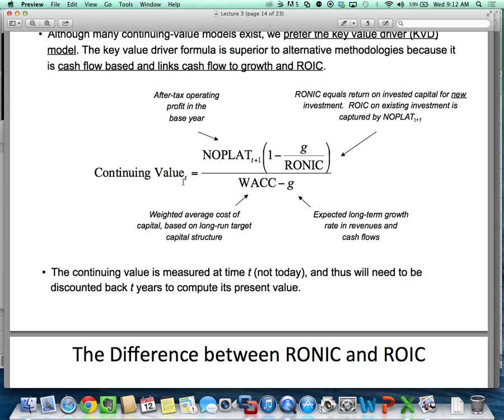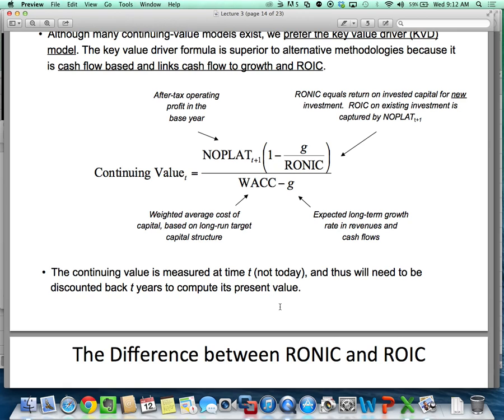We need NOPLAT in year T plus 1. That's the 2024 NOPLAT. That's why you do the extra year. Okay, so the first year of the continuing value is the year that we're using the NOPLAT for. We need a long-term growth rate in cash flow for the business. We need the RONIC, which is the return on new invested capital, or think 2024 ROIC, and we need a WACC. Those are the 4 things we need to do the continuing value equation.